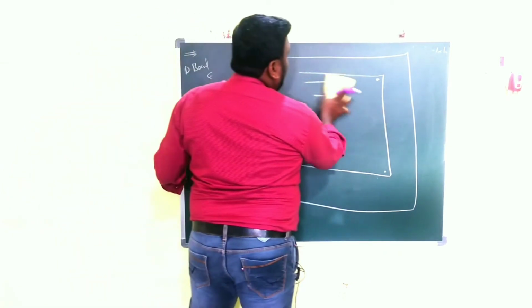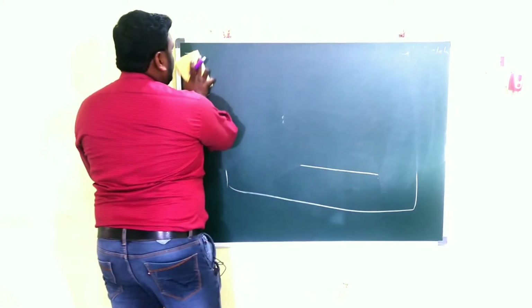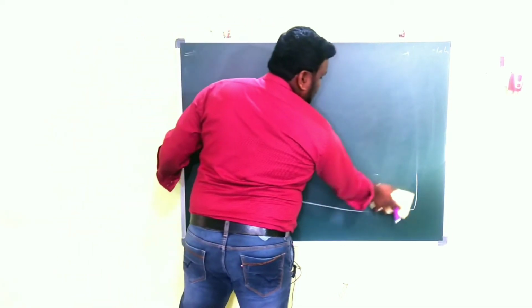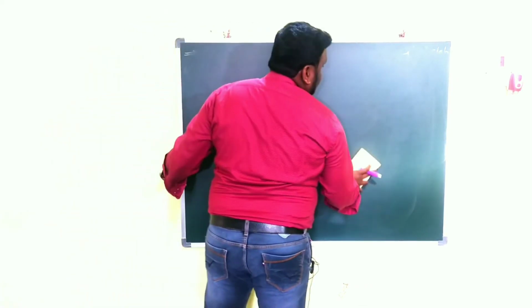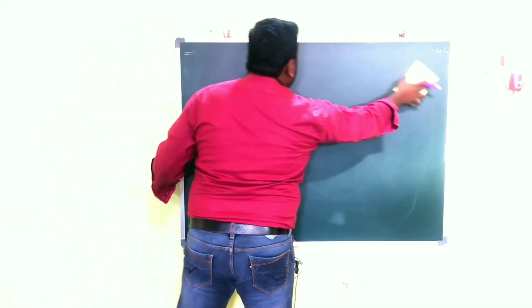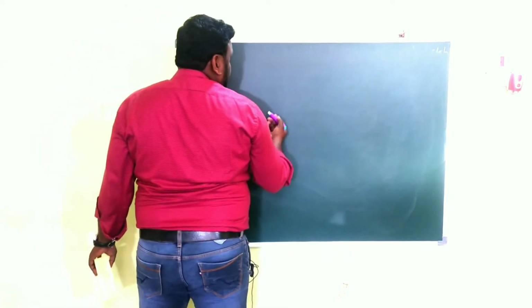So now I am drawing only the glass slab here. Very easy activity, children. No need to get confused. Simply observe what I am telling you.